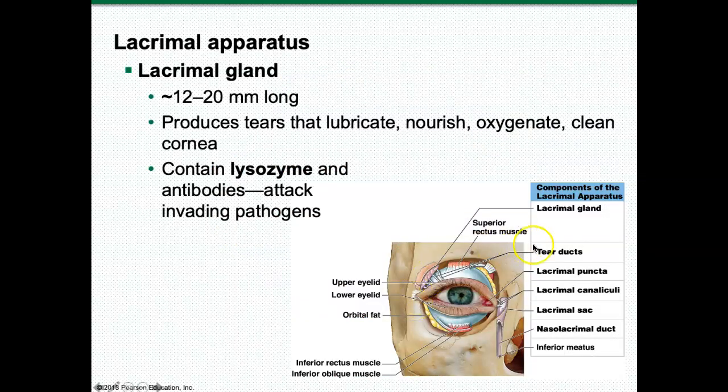The lacrimal apparatus here is just a little bit too much detail. But the lacrimal gland is what produces the tears. And it's on the outer surface, the lateral surface of the eye. And these tears that it produces lubricate the eye, they nourish it, they oxygenate it, clean the cornea. They are produced on the lateral surface and then come down obliquely across the eye to drain into the lacrimal apparatus. These tears also contain lysozymes and antibodies to attack invading pathogens.